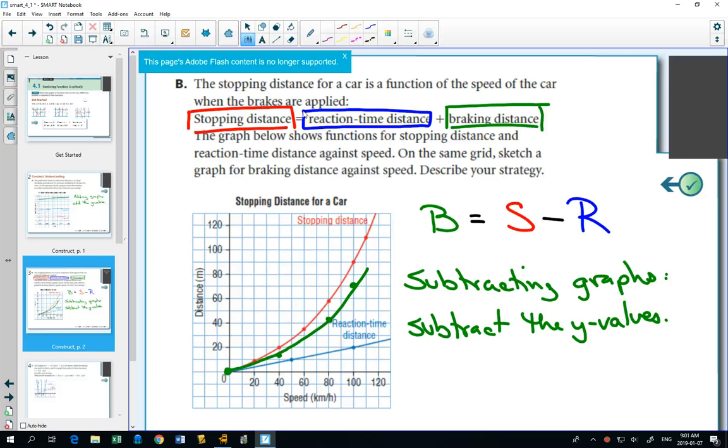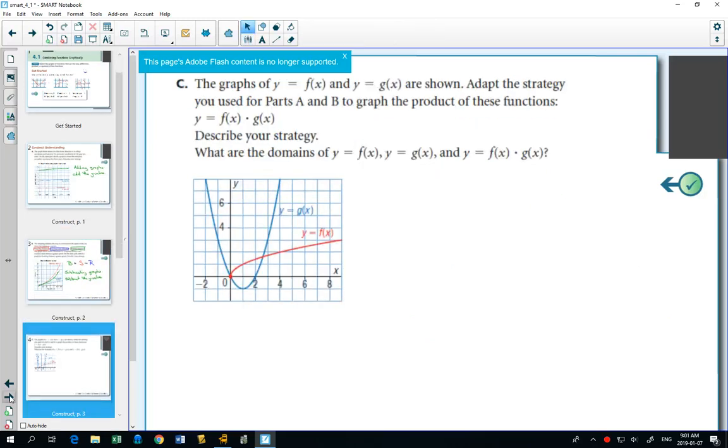So far, adding and subtracting doesn't seem too bad for working with graphs. In our third example, they didn't even make up a word problem to make it fit. We just have two graphs, your red graph f of x and your blue graph g of x, and we want to graph f of x times g of x. So what we're looking at here is multiplying graphs.